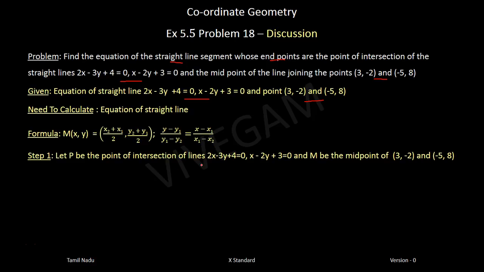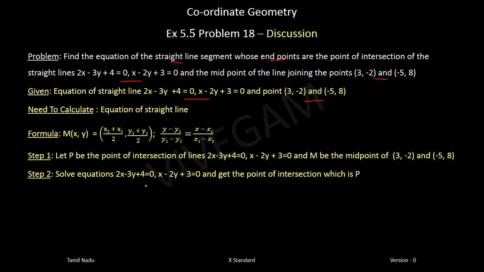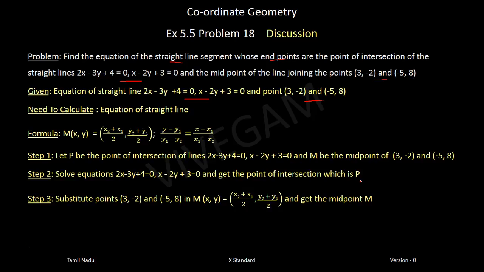Step 1: let P be the point of intersection of these 2 lines and M be the midpoint of (3, -2) and (-5, 8). So the required line will be PM, right? One point is P and one point is the midpoint M of these 2. Step 2: solve these 2 equations and get the point of intersection, which is P. Third step.